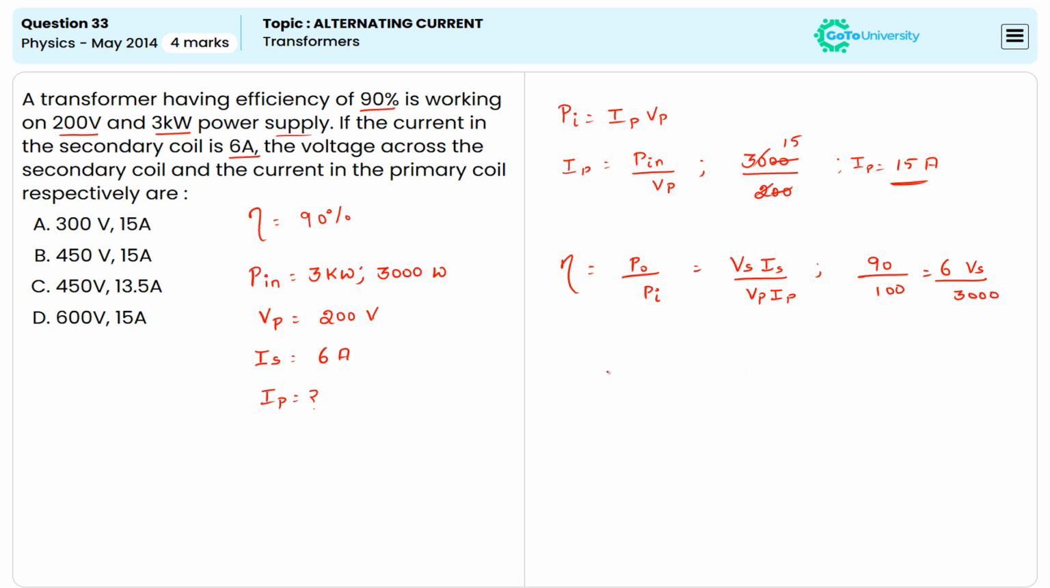Then by cross multiplying, we get the value Vs is equal to 90 into 3000 divided by 6 into 100. Two zeros cancel, and 3 into 5 gives 15, 9 fives are 45, and a zero, that is 450 volts. That means the secondary coil voltage is 450 volts and the primary coil current is 15 amperes. This we can see in option B. Option B is our right answer.